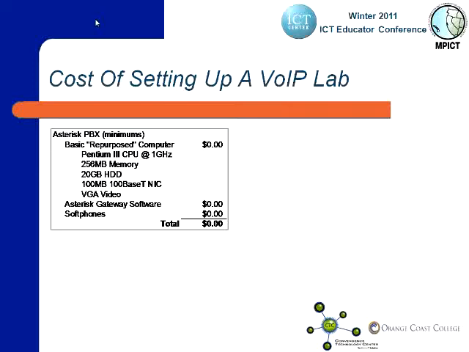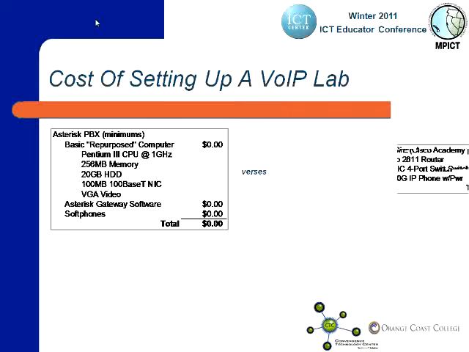That's it. You have a basic repurposed computer, which as long as you have something like a Pentium 3 at 1 gigahertz, 256 meg of memory, 20 gig hard drive, 100 megabit NIC, and a VGA video. Does anybody have any of those extra just lying around in your labs? Good. You've got a server. The gateway software, free. The softphones, free. So how much does that cost? Isn't that cool? I like zero.